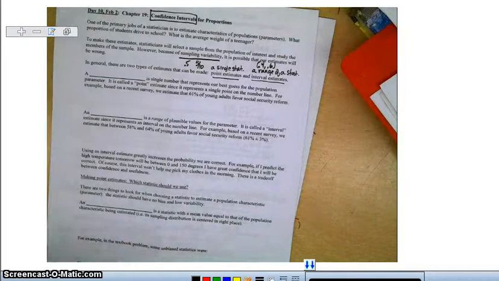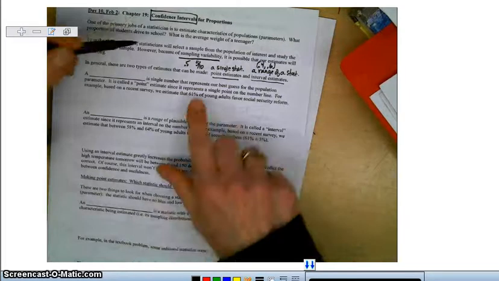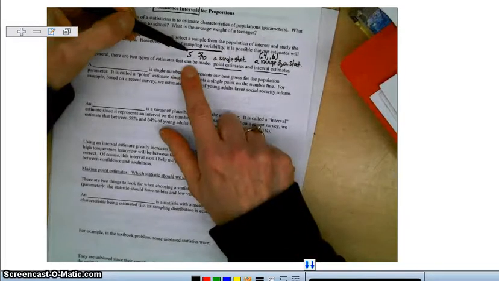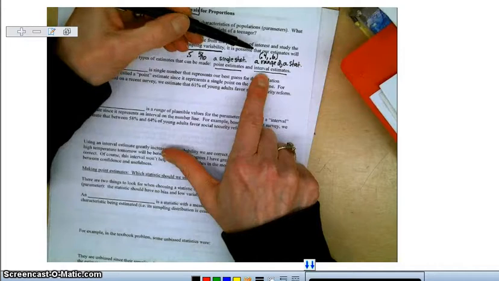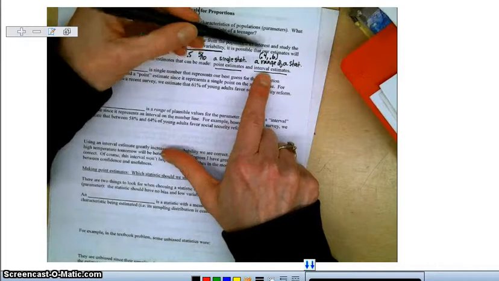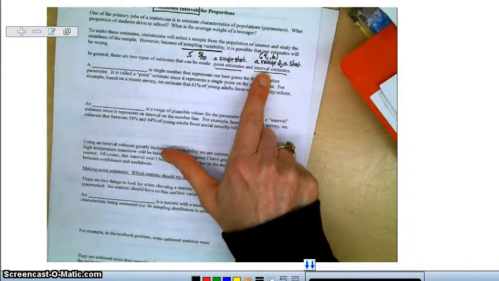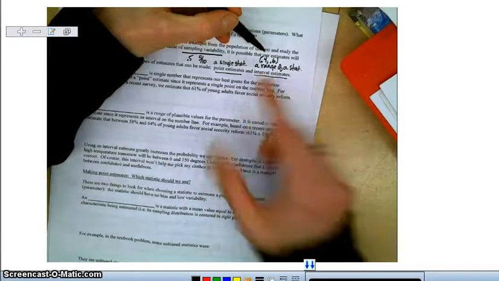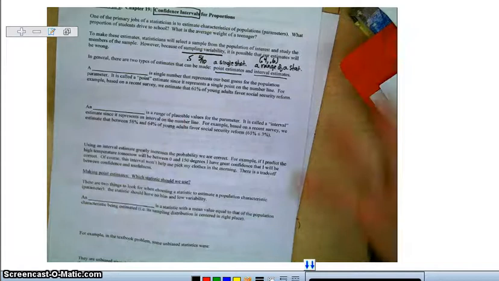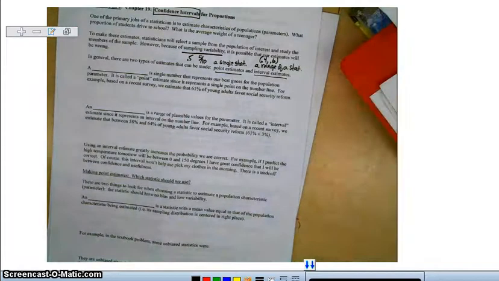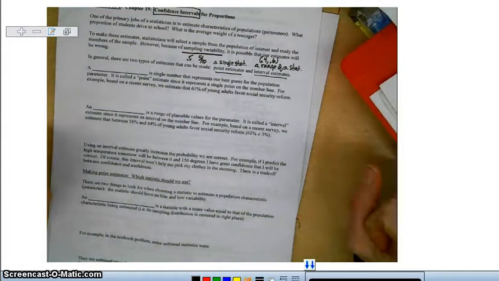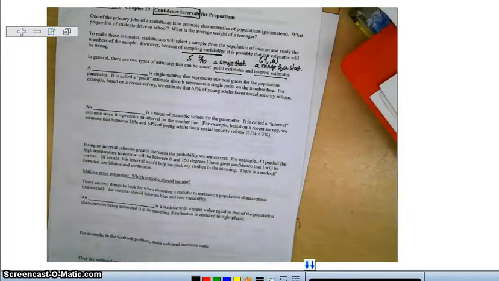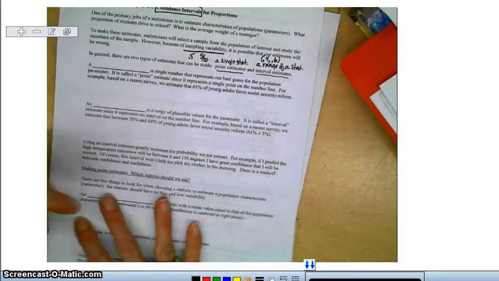Okay, so what we're going to be doing today is gathering one statistic and making it into a range, a confidence interval. I am confident that the true proportion of people that eat at McDonald's falls between 40 and 60%. It's called a confidence interval because it gives you more confidence in being able to say, I think this is a range of values that represent the true value of this.